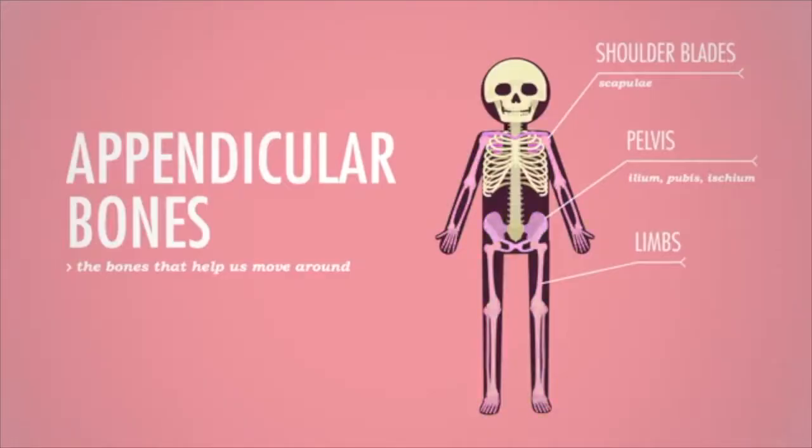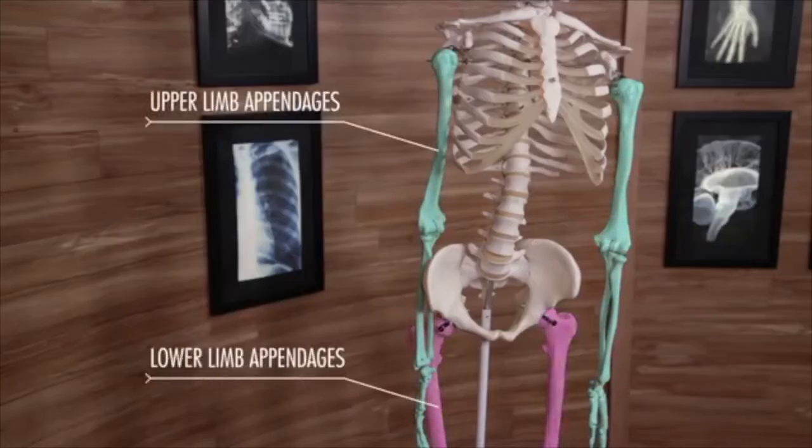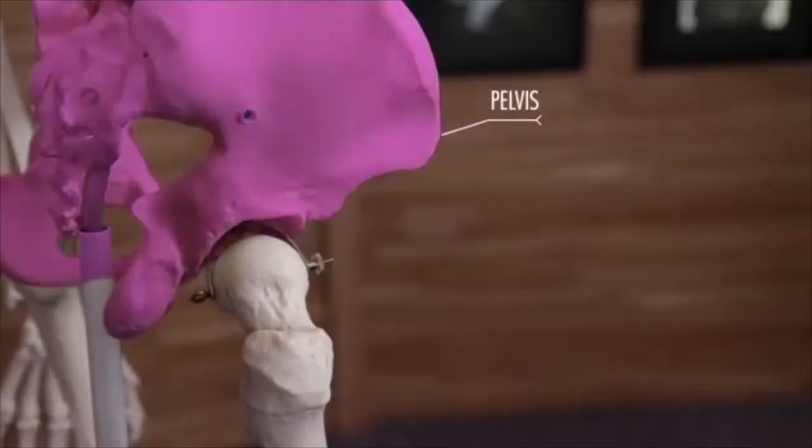Now, the appendicular skeleton includes your upper and lower limb appendages and pectoral and pelvic girdles that attach to the axial skeleton at the shoulder and the thigh. And even though your arms and legs clearly serve different functions, unless you spend a lot of time walking around on your hands or picking stuff up with your feet, both sets of limbs share a similar setup.